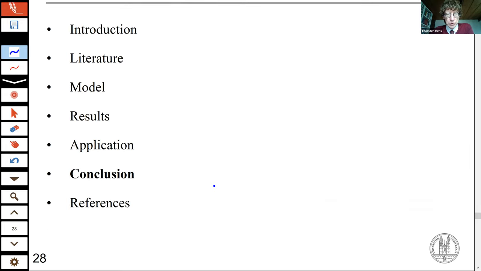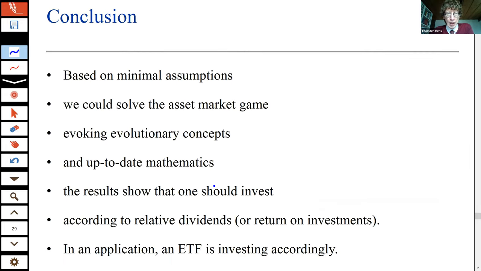Okay, so let me conclude. I have hoped to make the following points. Based on minimal assumptions, so what did we assume? We assumed the short-run equilibrium of demand and supply, and we assumed a common consumption rate, which we could assume because we want to see what is the best investment rule and what is the best consumption rule. So based on minimal assumptions, we could solve the asset market game.